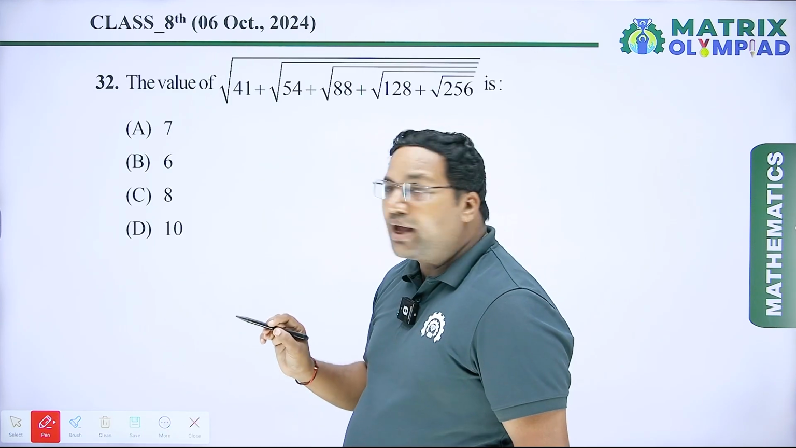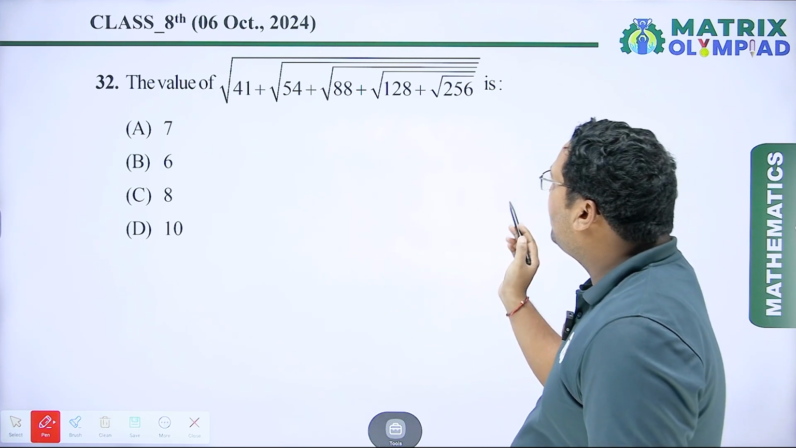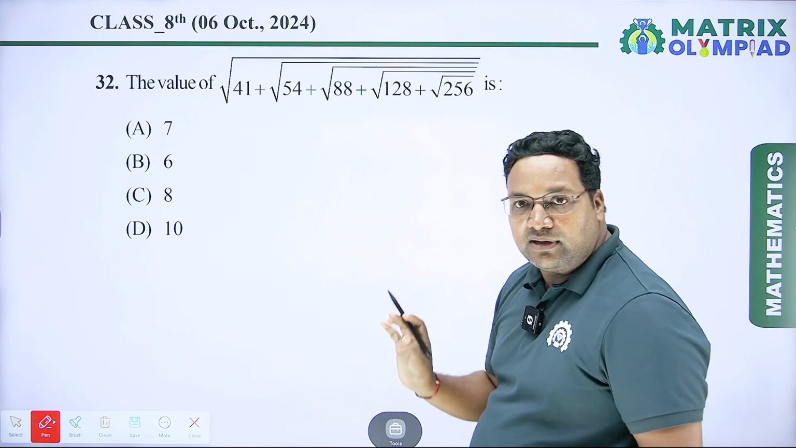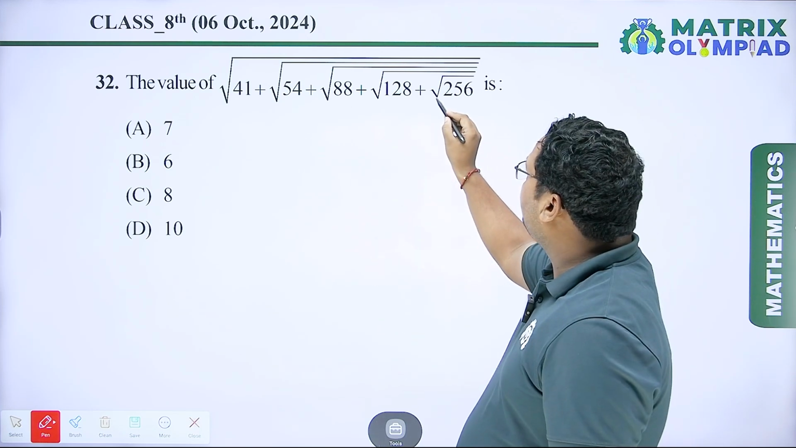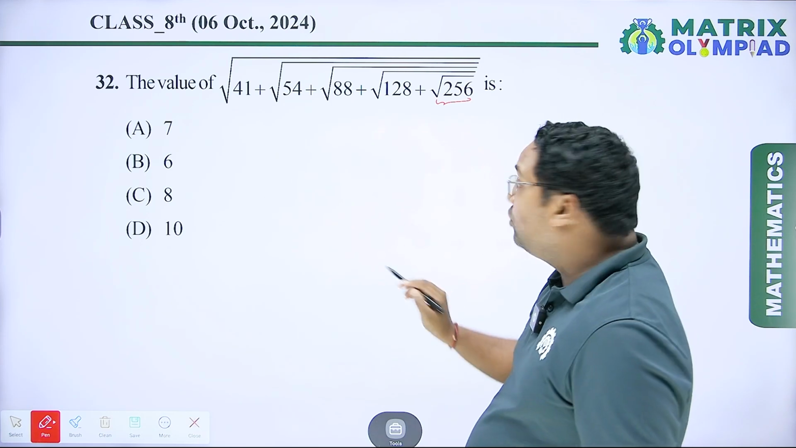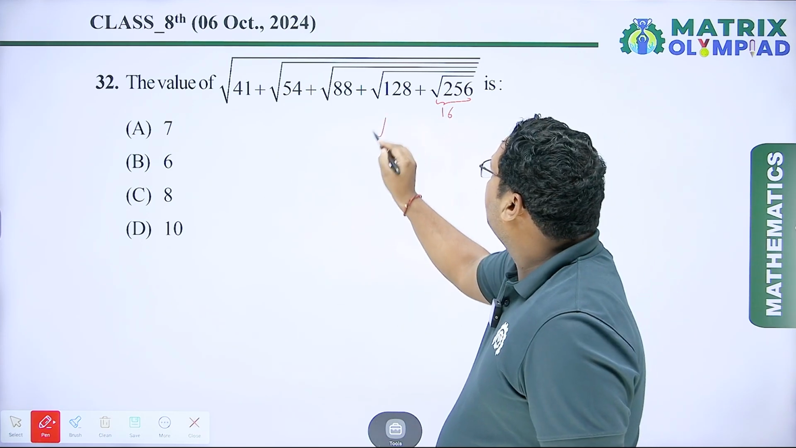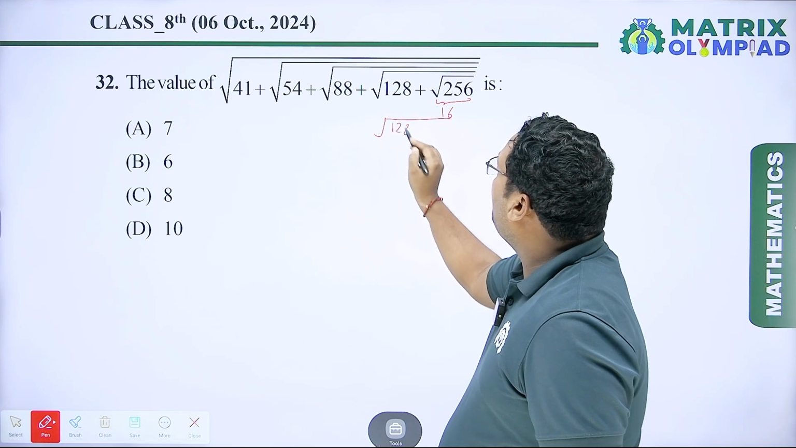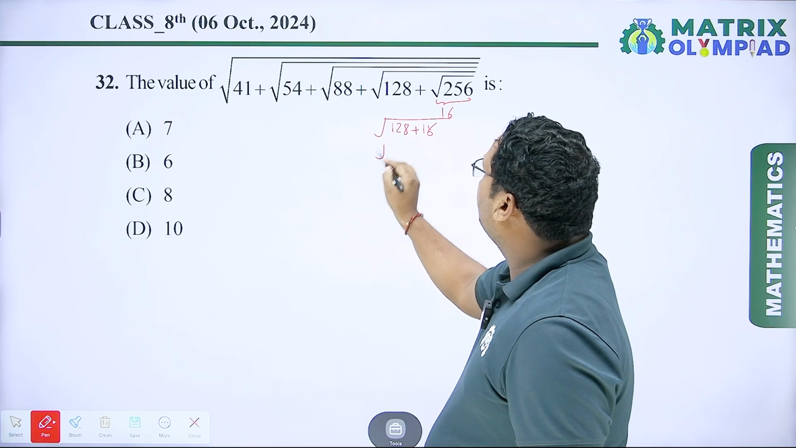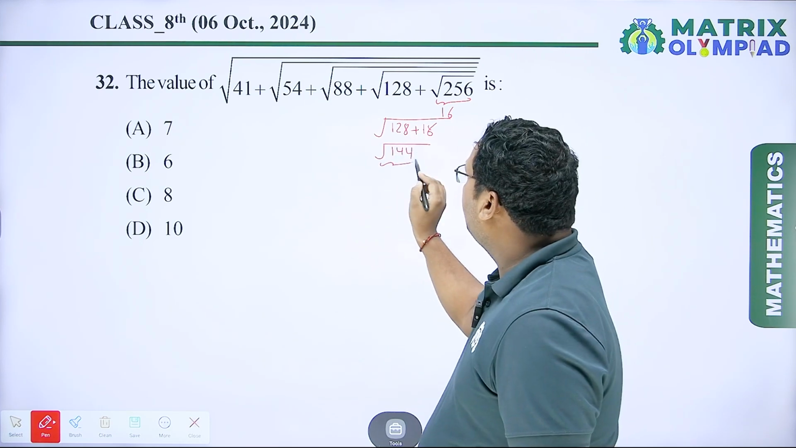The value of square root of 41 plus square root of 54 plus square root of 88 plus square root of 128 plus square root of 256. So let's solve this expression one by one. First we have to solve this square root of 256. We know the square root of 256 is 16. Then it is under root of 128 plus 16. When we add these two numbers, we get square root of 144. So we will get here 12.